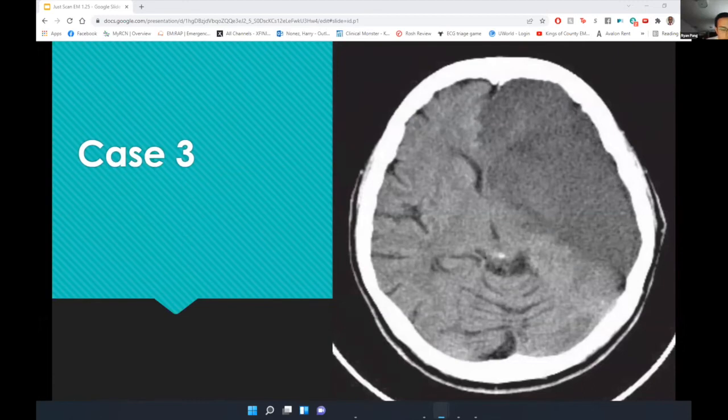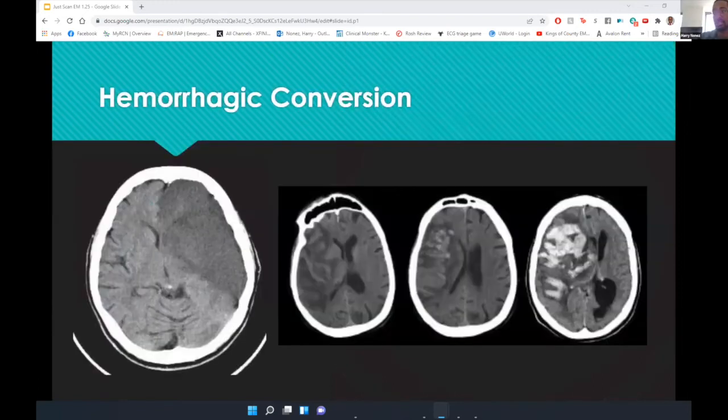There's a rightward shift in the brain. Good observation. Anyone else? This is a specific word. It usually happens after a stroke, or can happen after a stroke. Herniation. This is causing herniation, yes. But the answer is hemorrhagic conversion.